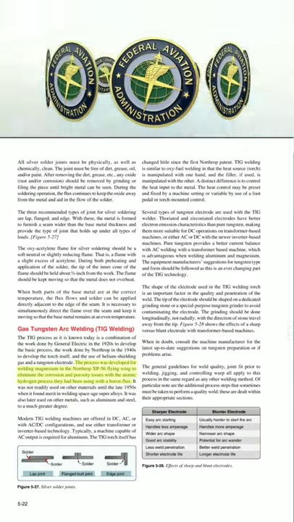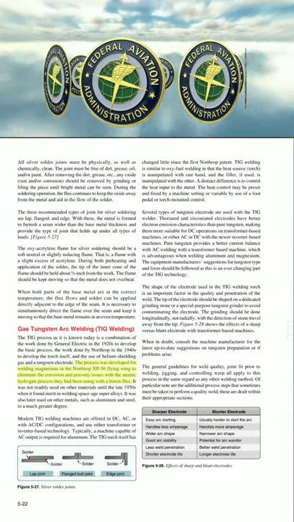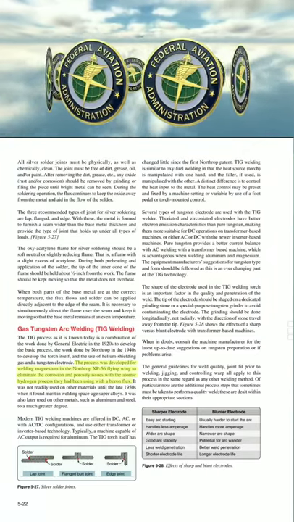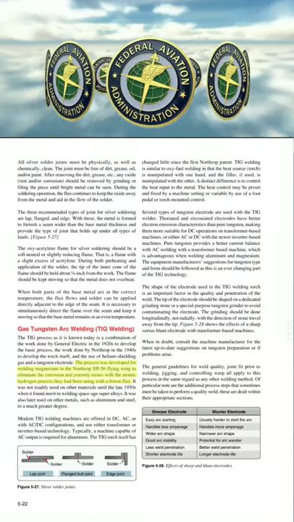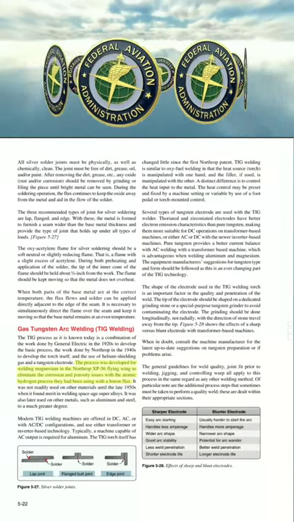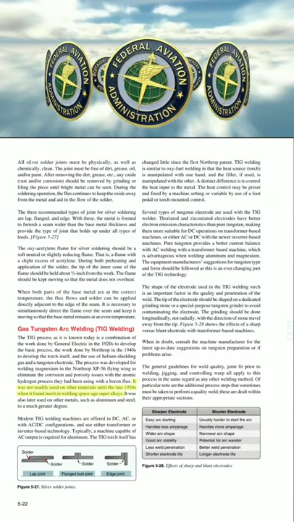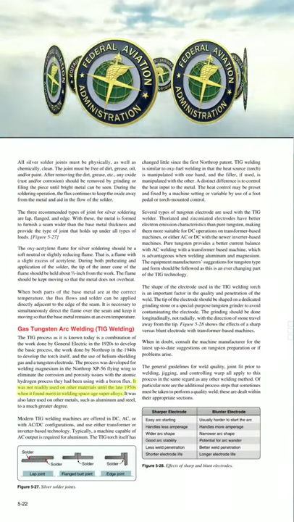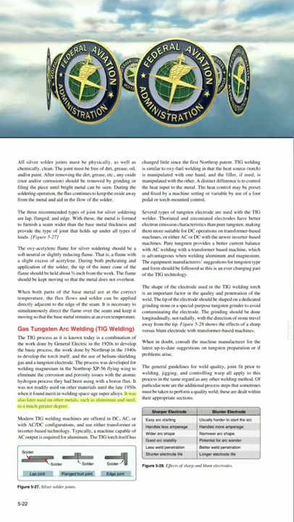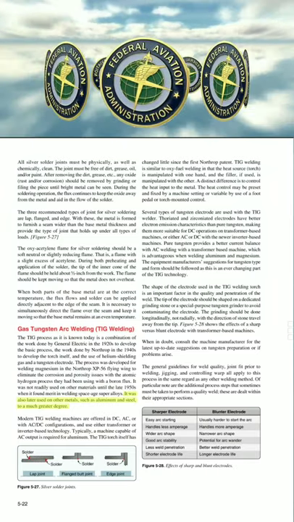The process was developed for welding magnesium in the Northrop XP-56 flying wing to eliminate the corrosion and porosity issues with the atomic hydrogen process they had been using with a boron flux. It was not readily used on other materials until the late 1950s, when it found merit in welding space-age superalloys. It was also later used on other metals, such as aluminum and steel, to a much greater degree.